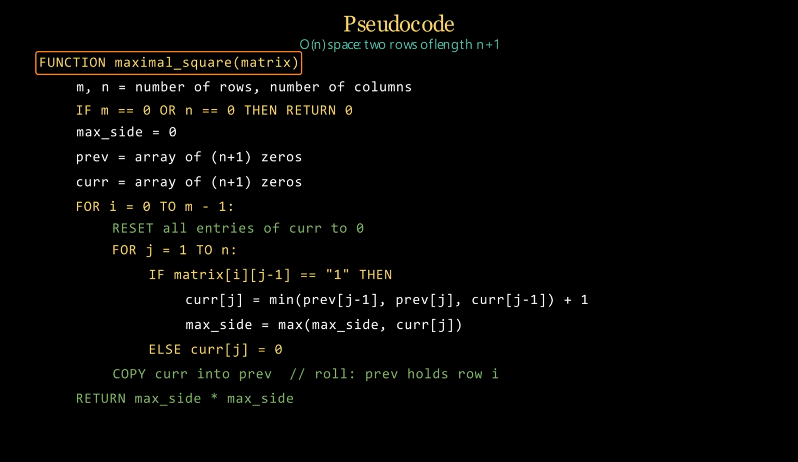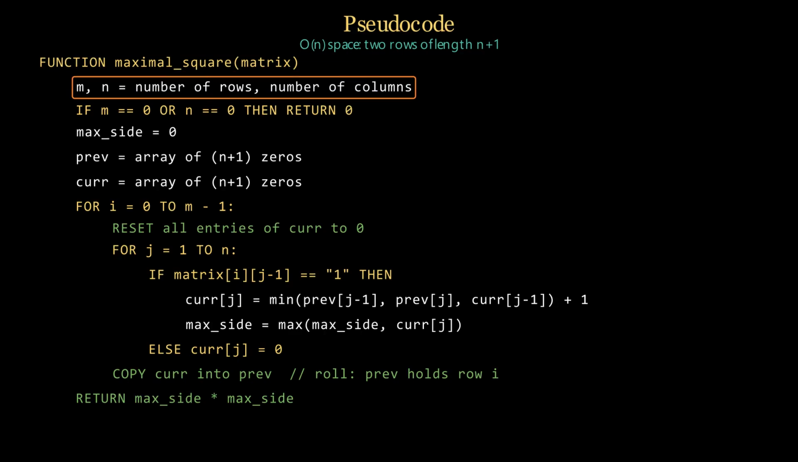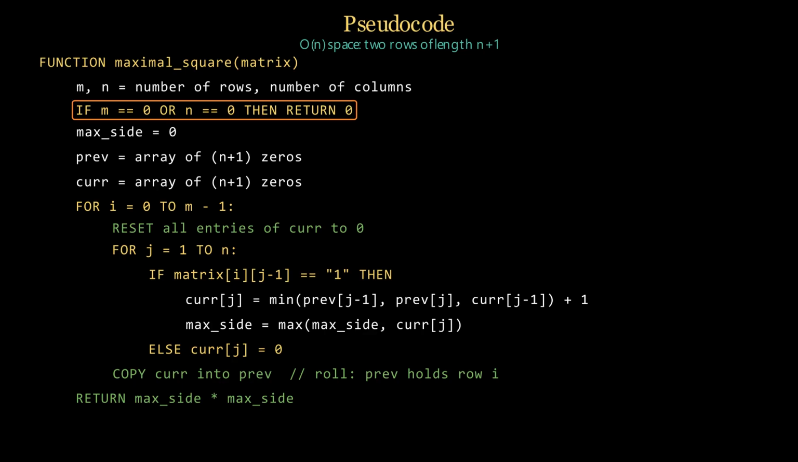Pseudocode for maximal square using O of n extra space, keep 2 arrays, previous row and current row, each of length n plus 1 for the padded column. Walk the matrix row by row and roll previous after each row. M rows and n columns. Guard clause for an empty grid.